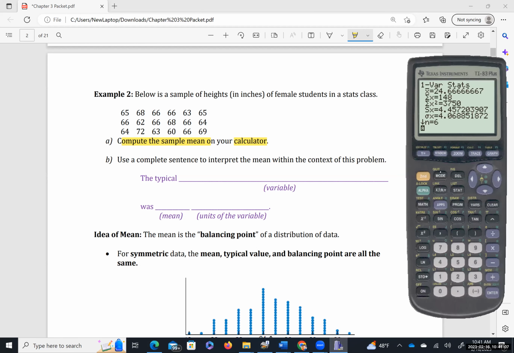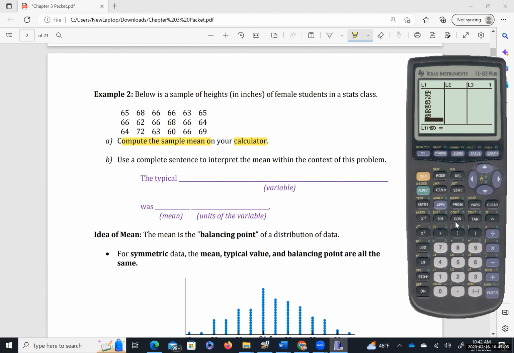So we're just going to use the calculator to handle the sample mean for this example. First, I'm going to quit this and clear it. Then click STAT, and you need to input the data: 65, 68, 66, 66, 63, 65, 66, 62, 66, 68, 66, 64, 64, 72, 63, 60, 66, 69.